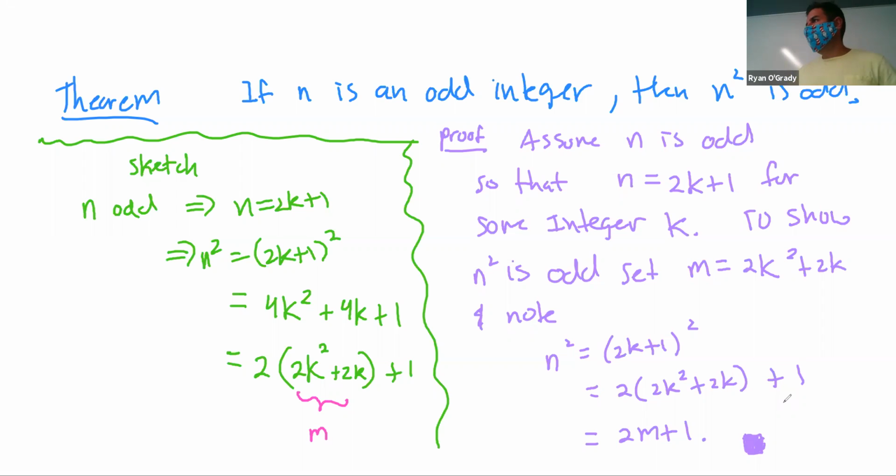Does anybody have a comment or a question? Anybody? Going once, going twice. Would you have n squared equals 2k plus? Oh, never mind. Sure? Yep. Any other questions?